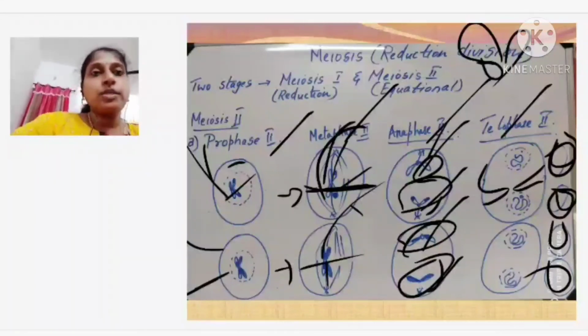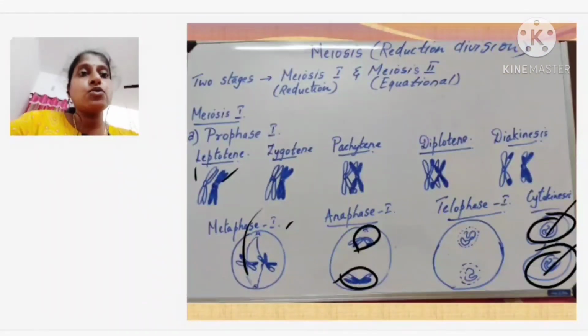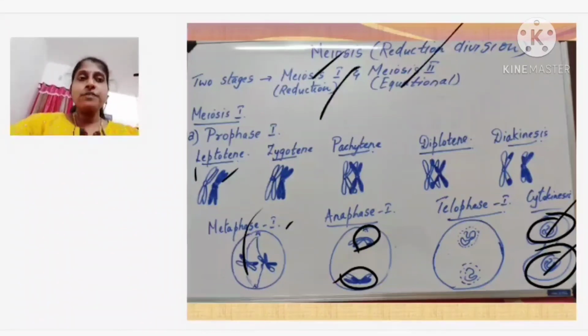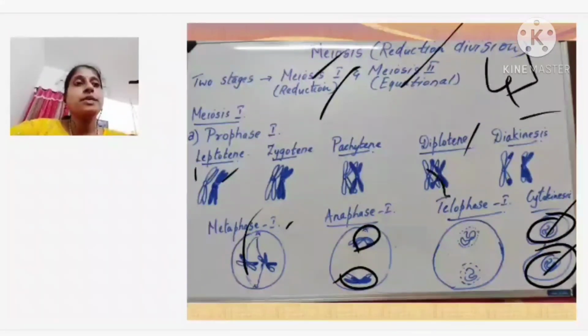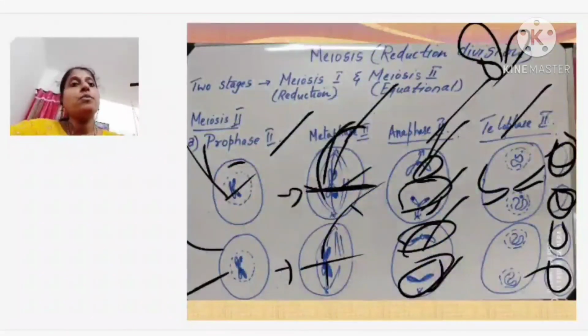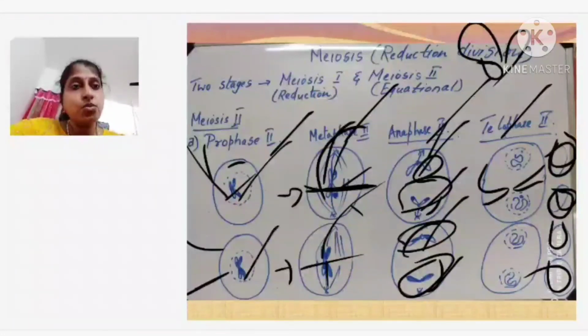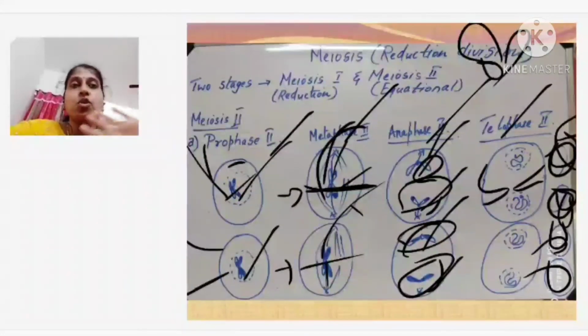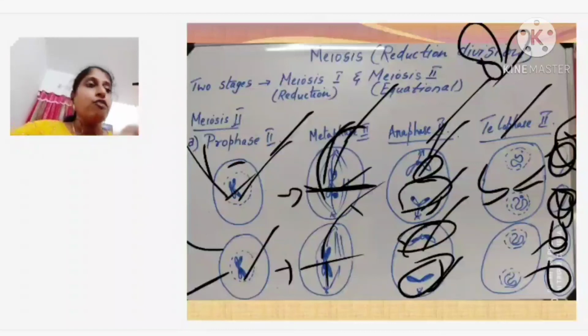Reduction division, so it is divided into meiosis 1 and meiosis 2. Reduction division, so from 46, 23 were formed. For forming this 23, prophase 1 is divided into many stages. At last 23 chromosomes were formed, and in meiosis 2, prophase 2, metaphase 2, anaphase 2, telophase 2, from 2 cells again 2 cells were formed. So altogether 4 cells were formed, isn't it?